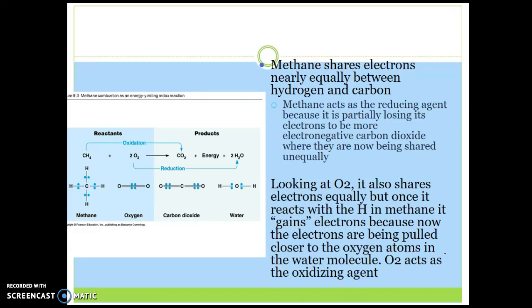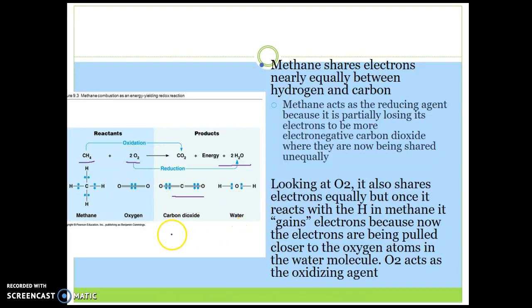So we're going to take a look at an example here of a redox reaction. What I want you to notice here is our reactants. What we start with is methane and oxygen, and what we're going to convert it to is carbon dioxide, energy, and water. So we say that the methane went through oxidation. And what do we mean by that? Methane is going to be the reducing agent because it's losing some of its electrons to the more electronegative carbon dioxide, and now these are being shared unequally.